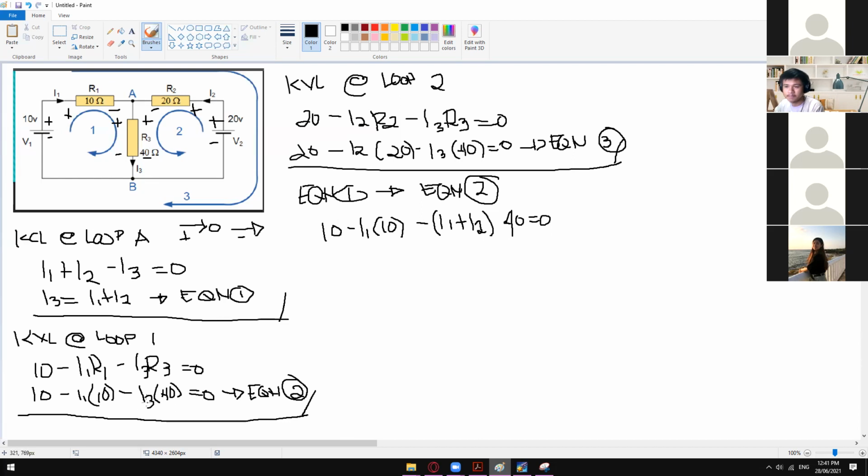So we've just simply replaced the value of I3 with I1 plus I2. With that, we now have two unknowns, which are I1 and I2. Before, we had three unknowns, but after substituting the value of equation number 1 into equation number 2 and equation number 3, we now have only two unknowns.